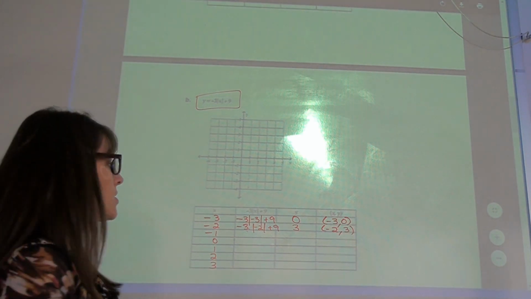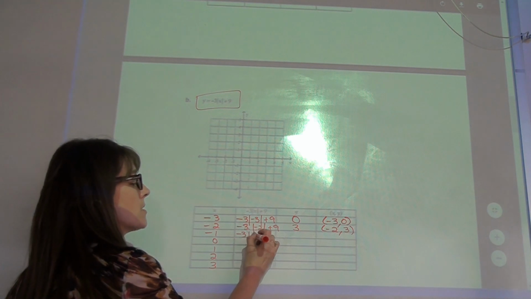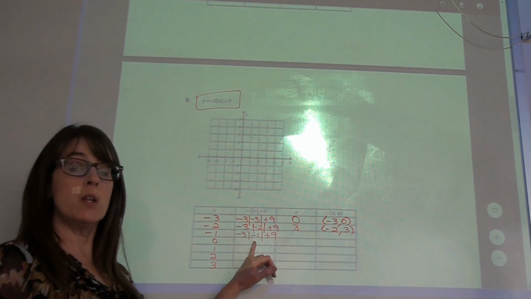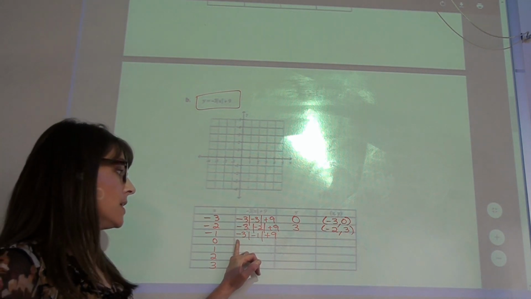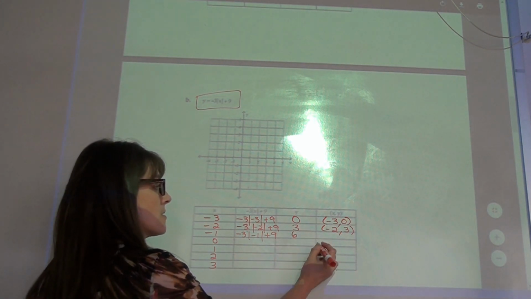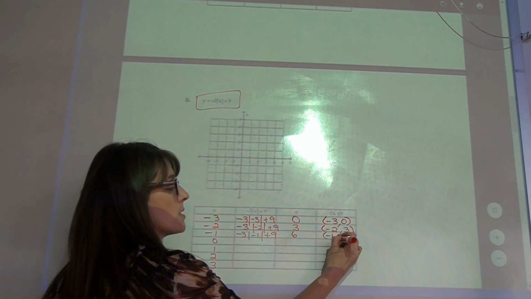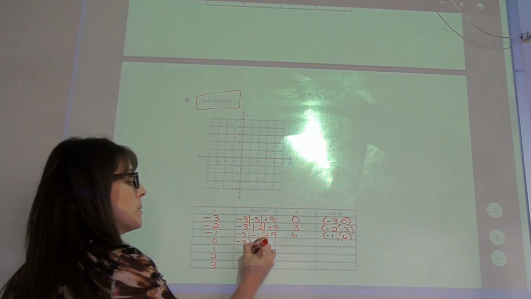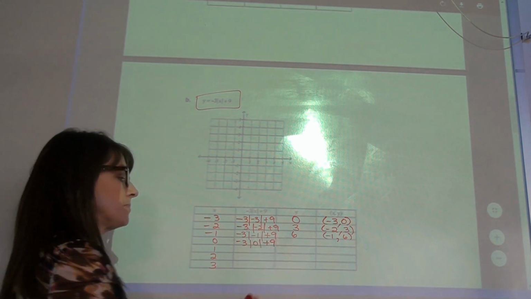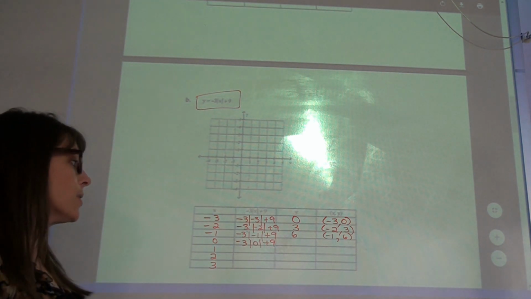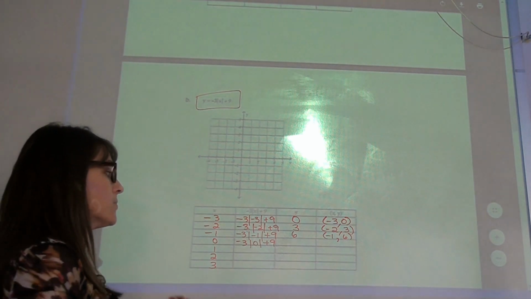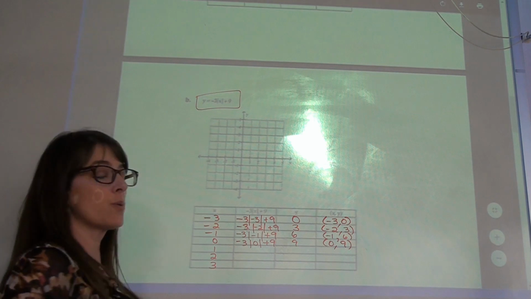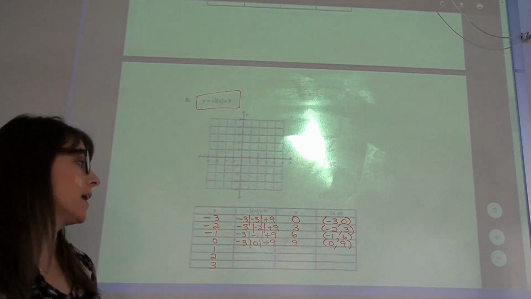And keep it going. So this time I'm going to put my -1 into the absolute value. And the absolute value of -1 is 1. 1 times a -3 is -3. -3 plus 9 will give me a 6. So the relationship is that when x is -1, y is 6. And I'll keep on going. This time I'm going to put a 0 in the absolute value. Absolute value of 0 is 0. 0 times -3 is 0. 0 plus 9 will give me a 9. And so the relationship is when x is 0, y is 9.